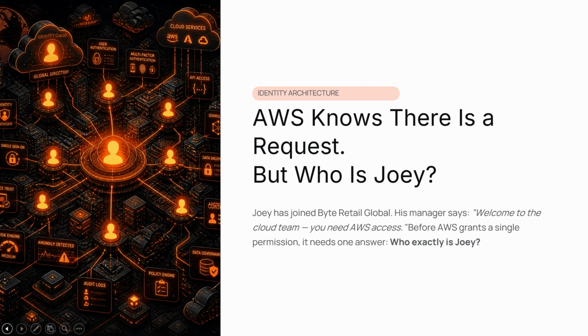Who exactly is Joey? Is Joey an employee logging into the AWS console? Is he an application running on an EC2 instance? Or is he an external user signing in through your company's identity provider? And in this module, we'll learn how AWS represents identities using IAM Users, IAM Groups, and IAM Roles. AWS provides three different identity constructs, and each serves a different purpose.